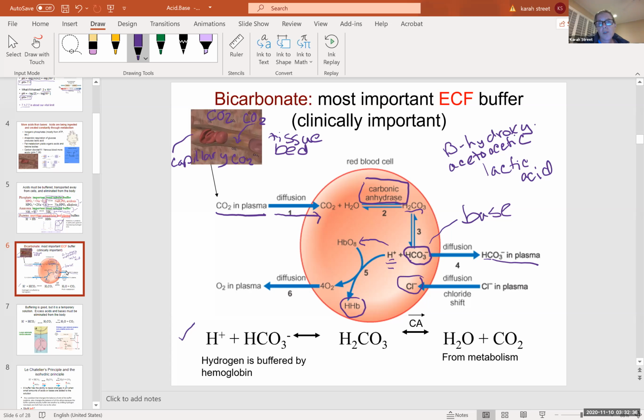Turns the CO2 and water into carbonic acid, which in turn dissociates into hydrogen and bicarbonate. The hydrogen will jump on to histidine residues in hemoglobin. Thank you very much. We're buffered now. And the bicarbonate gets kicked out to the plasma, where it can help buffer other acids that we've made. And then chloride shifts in to help maintain this swapping of negative charges.